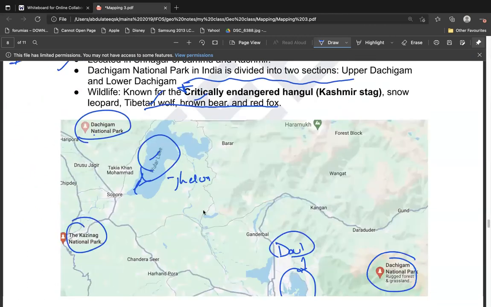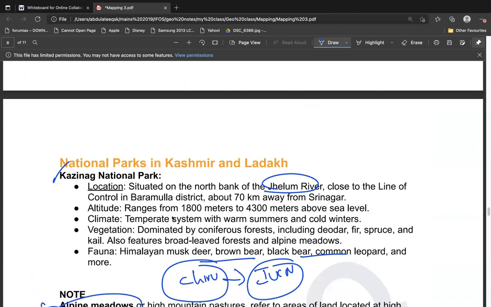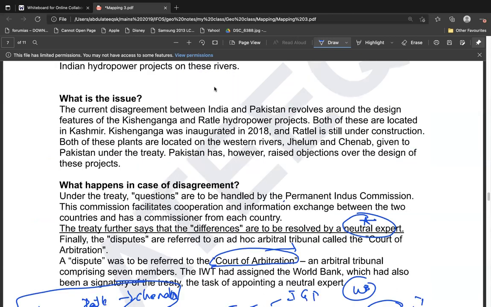Can you understand? We have tried to see not only just lakes, not only just national parks, we are doing it in an integrated manner. We are trying to link it with geography, we are trying to link it with IR. We are trying to cover things in a holistic manner. So we have covered all the areas. In the next session, I'll try to cover Greater Himalayas, Lesser Himalayas, Shivaliks, and also the important passes.